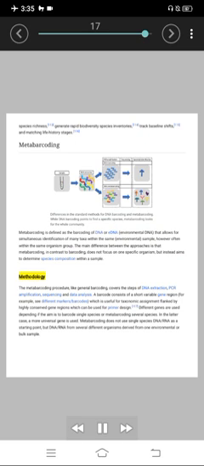Methodology. The metabarcoding procedure, like general barcoding, covers the steps of DNA extraction, PCR amplification, sequencing and data analysis. A barcode consists of a short variable gene region, for example, see different markers barcodes, which is useful for taxonomic assignment flanked by highly conserved gene regions which can be used for primer design.